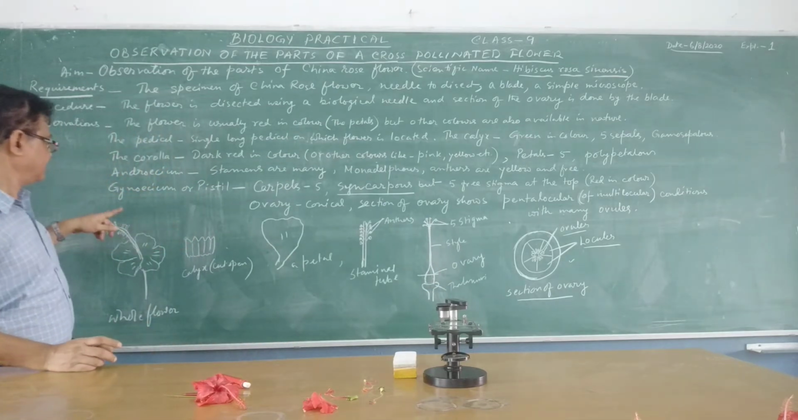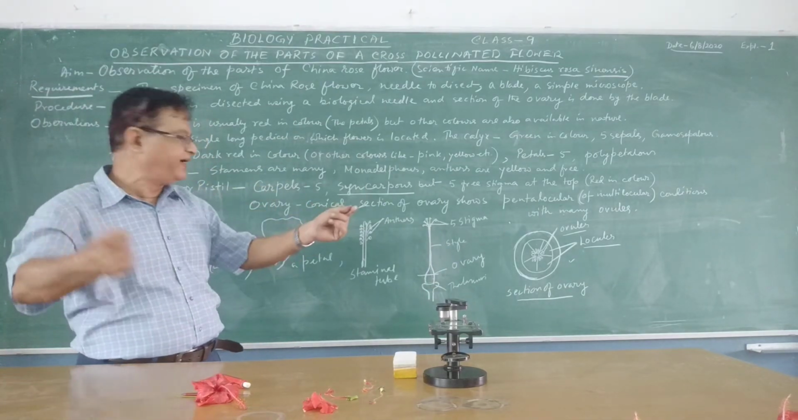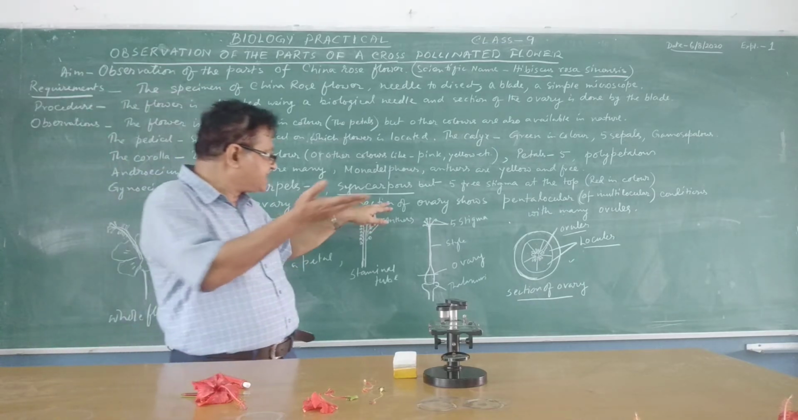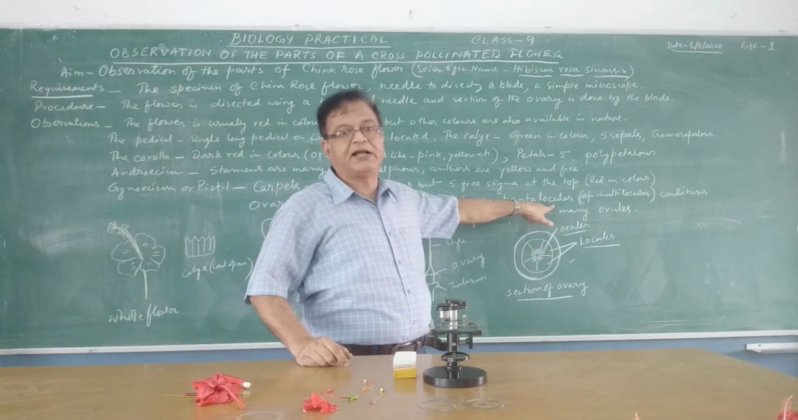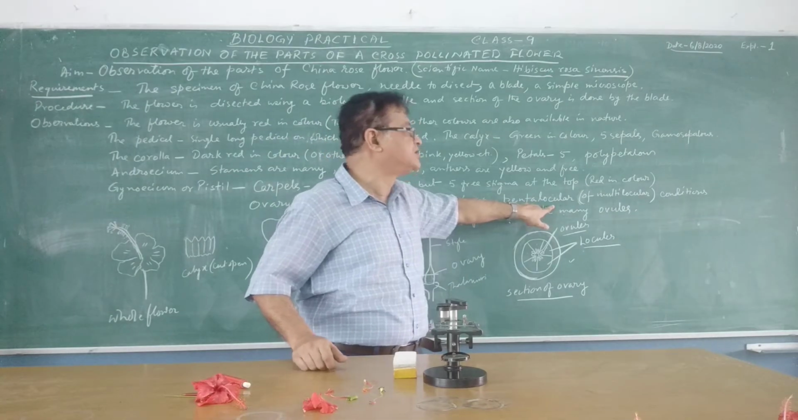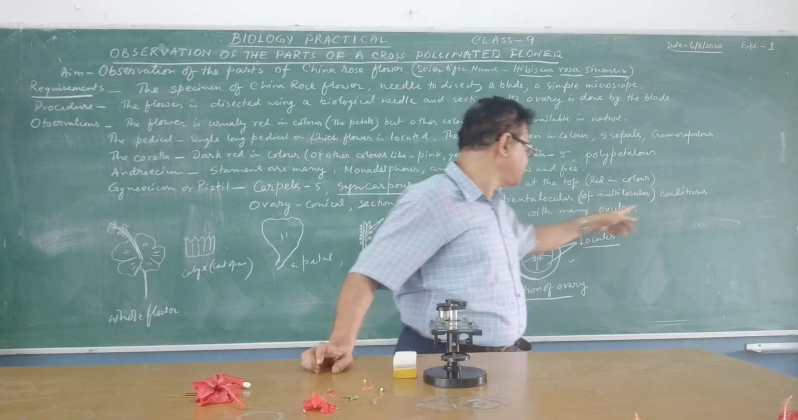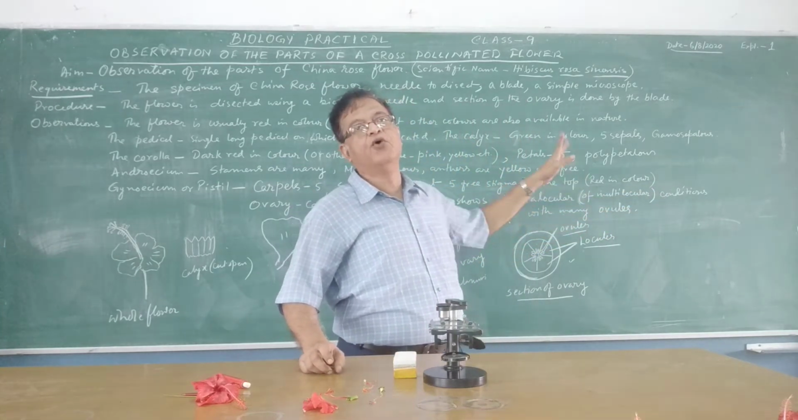Next is the ovary. When we dissect and separate it out, the conical ovary is clearly observable. A section of the ovary taken with a blade shows pentalocular condition. Penta means 5. There are 5 locules, meaning ovary chambers, and each locule contains many ovules.